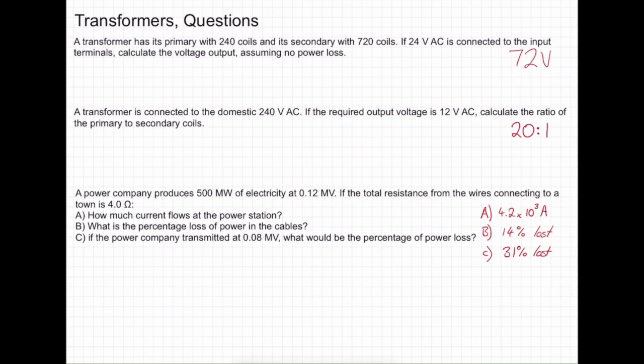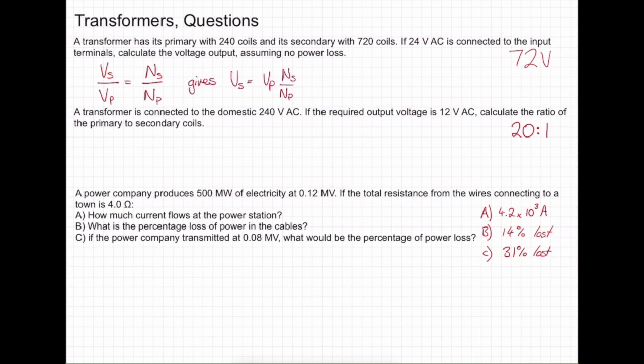loss. For this question, we can just use our equation for transformers, where the voltage of our secondary divided by the voltage of our primary is equal to the number of coils of the secondary divided by the number of coils in the primary. We can rearrange this equation, just moving the voltage of the primary over to the other side, which gives our voltage in the secondary equal to the voltage of the primary times the number of coils in the secondary divided by the number of coils in the primary.